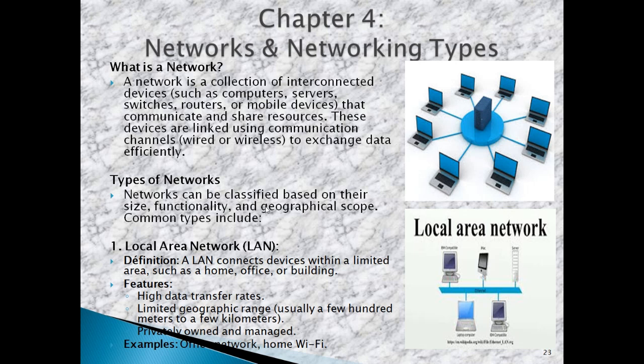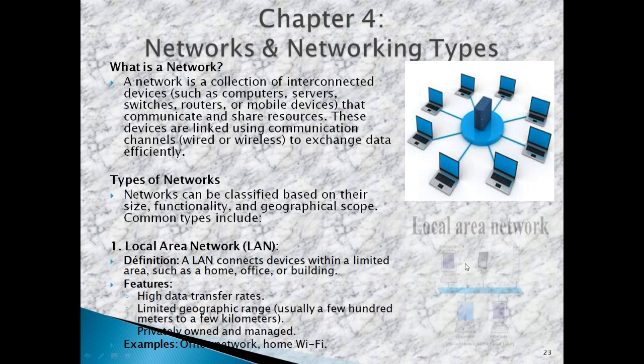Networks can be classified based on their size, the size of the network, their functionality, how they function, and the geographical scope, that means the spread. The common types include 1. Local area network. Now, a local area network, which is called a LAN, connects devices within a limited area, such as a home, office, or building. What does that mean? A local area network is simply a connection of computers, phones, printers within an office or an office complex, or within a building, within a local area. That's what we mean by LAN.